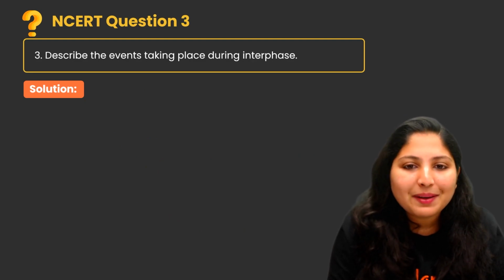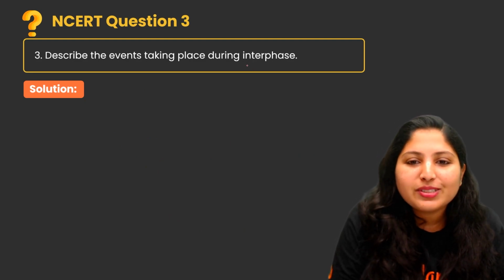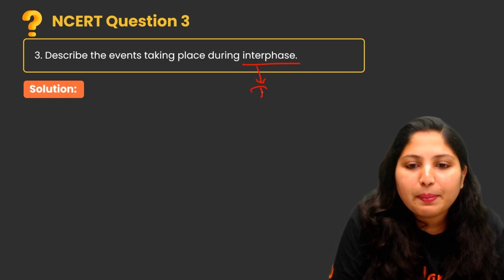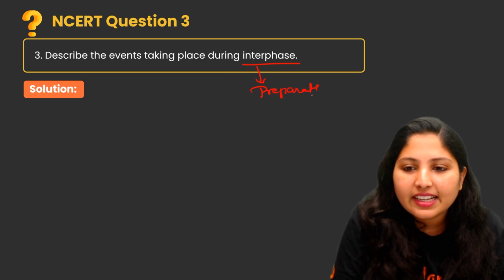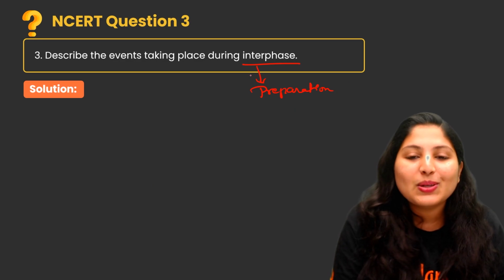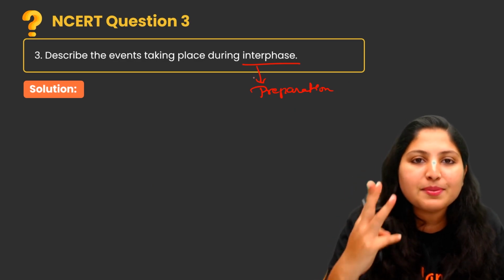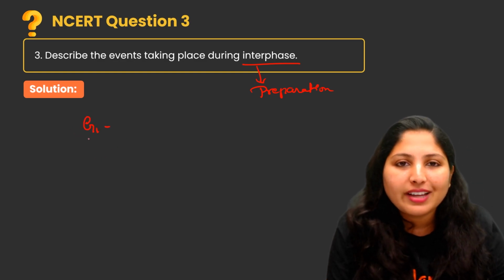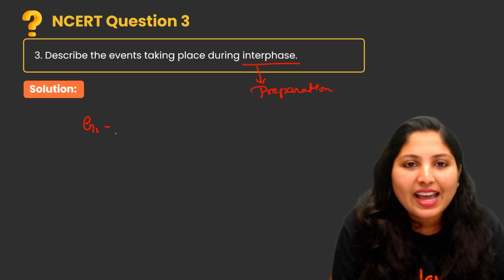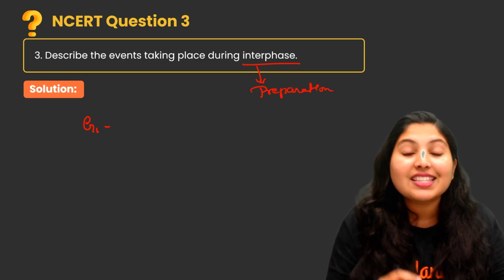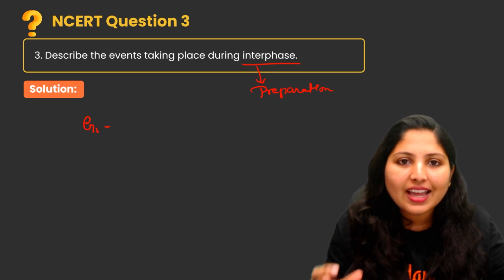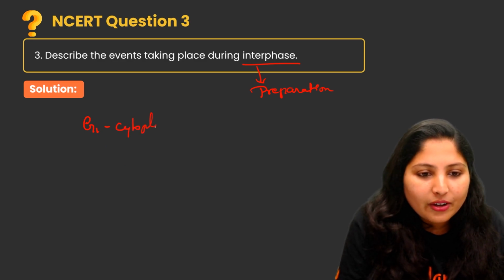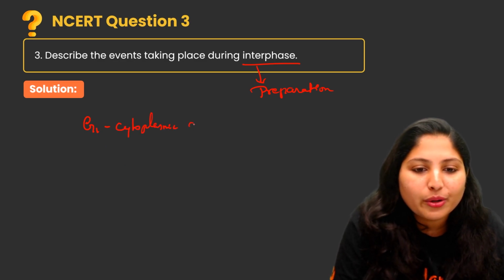Describe the events taking place during interphase. We know interphase is a preparatory phase. In interphase, mainly three sub stages happen. The first is the G1 phase, also known as gap 1 phase. What happens here? The cytoplasmic content will grow, so cytoplasmic growth happens.